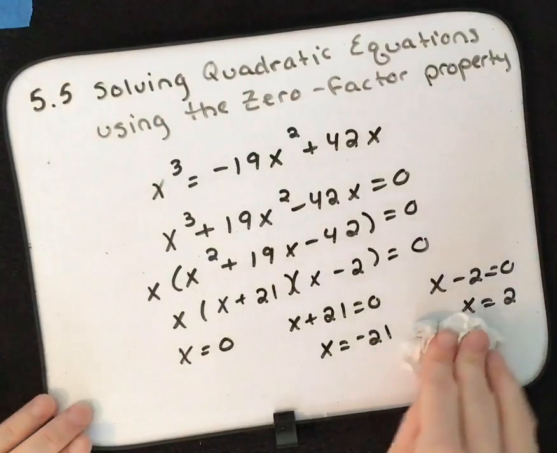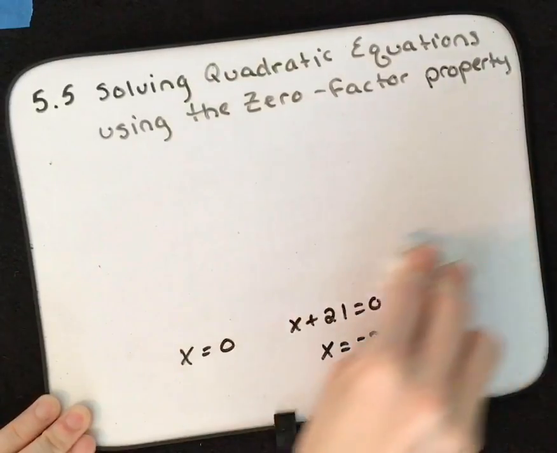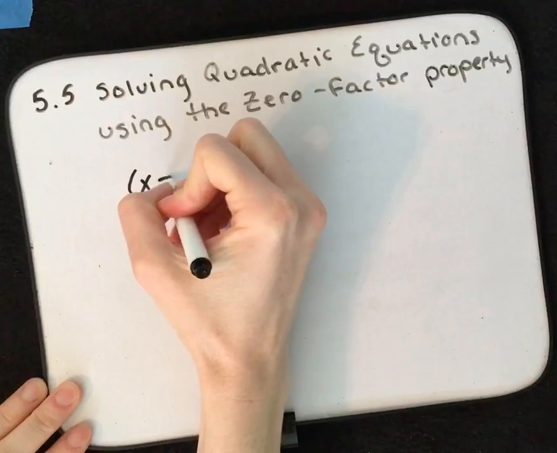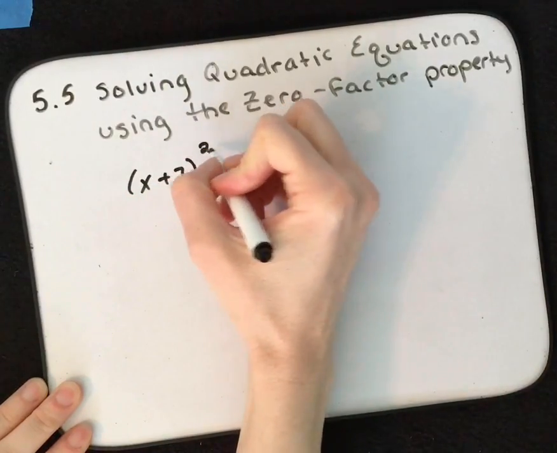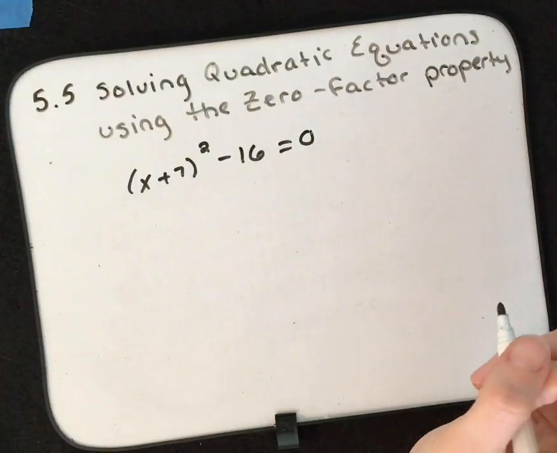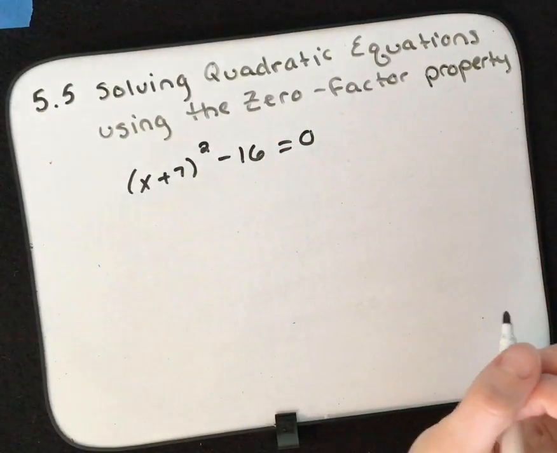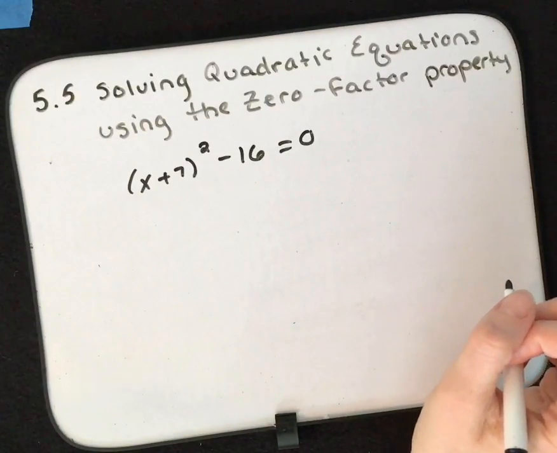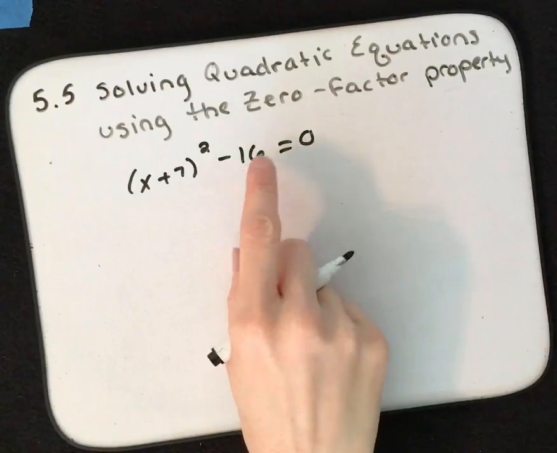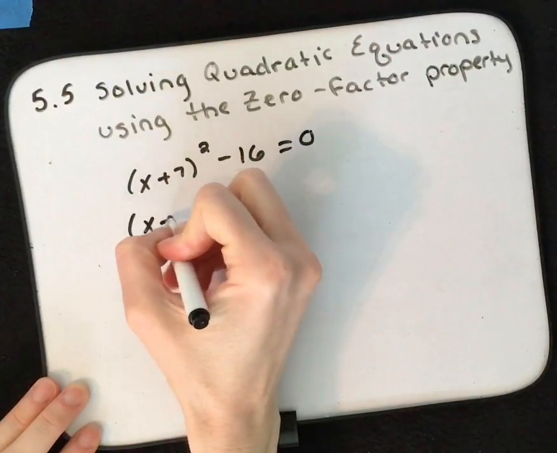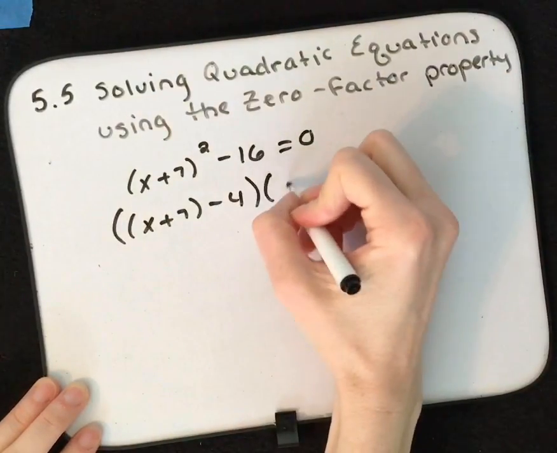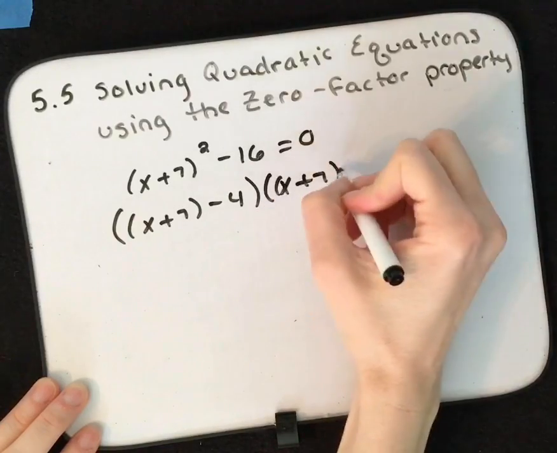Let's try one more. x plus 7 squared minus 16 equals 0. This is actually a difference of squares. Remember that special case? We have x plus 7 squared, and we have 4 squared to get 16. So this will look like x plus 7 minus 4 and x plus 7 plus 4.